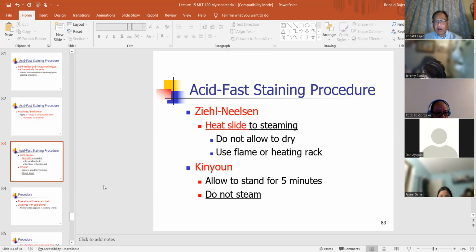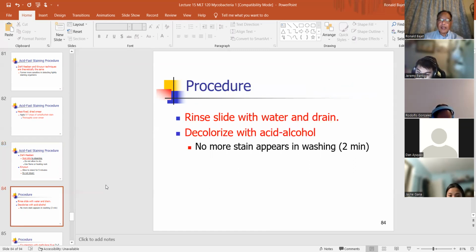So what you do is you take your carbolfuchsin, and then you allow it to stand for 5 minutes, and that's all you do. Let the stain work into the specimen, and wait 5 minutes. No heat. You do not steam. And then you rinse the slide with the acid alcohol. Decolorize with acid alcohol until no more stain appears in the washing. It's 2 minutes exposure with acid alcohol.